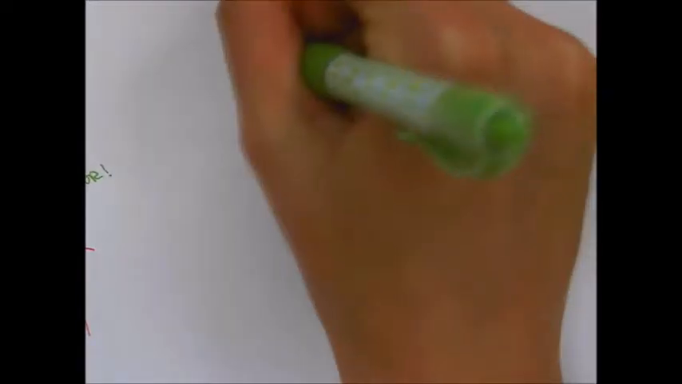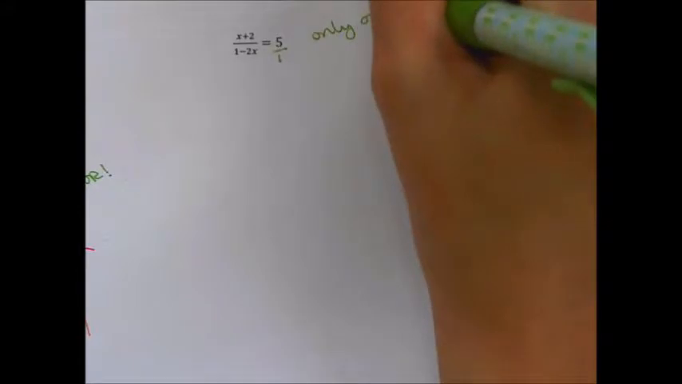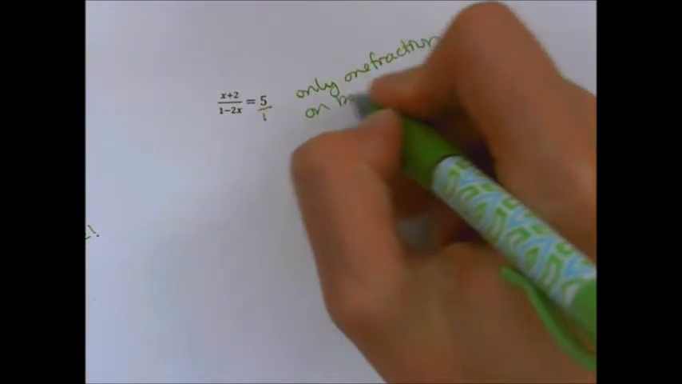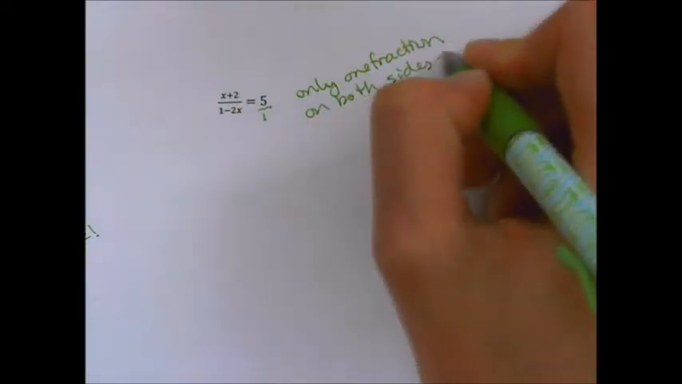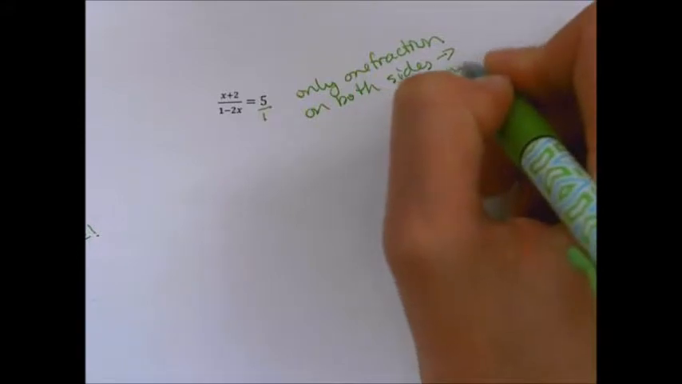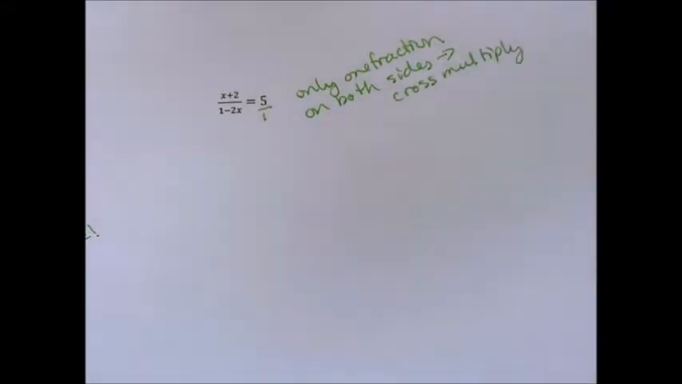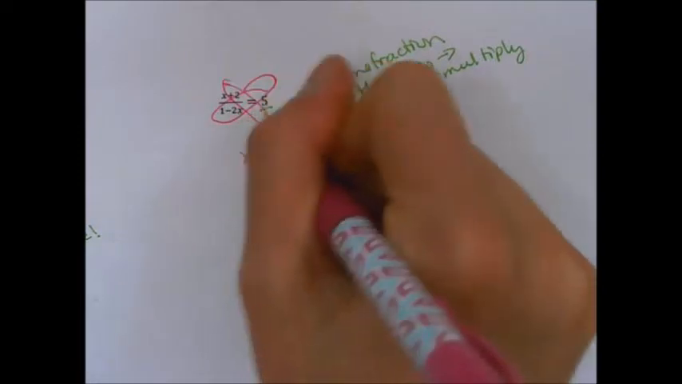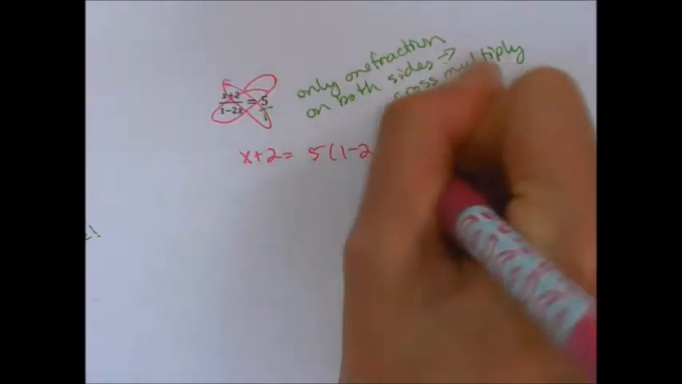Okay, so note here, only one fraction because this is over 1. Which means we can cross multiply. So I'm going to go ahead and leave you to do that. You have x plus 2 equals 5 times 1 minus 2x. And go ahead and continue solving.